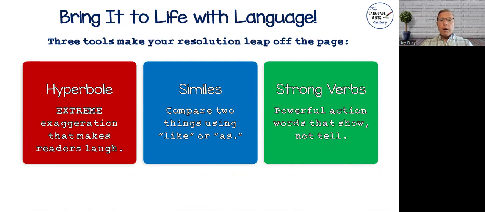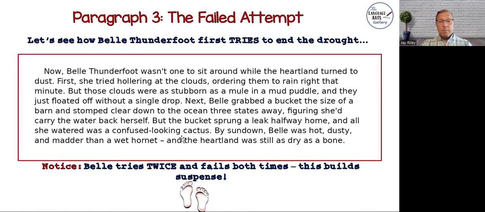We want to bring our writing to life with language. We talked about hyperbole and how we can use this. Two other ways great writers in tall tales use strong language is by using similes, which are a type of figurative language, where we compare two unlike things using like or as. If I go back to that third paragraph, I can see here that the clouds were as stubborn as a mule in a mud puddle. That's a great example of a simile.